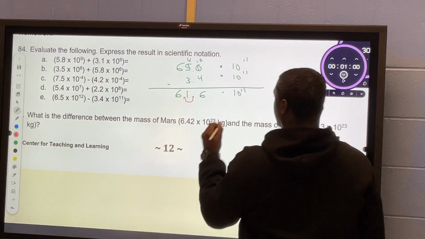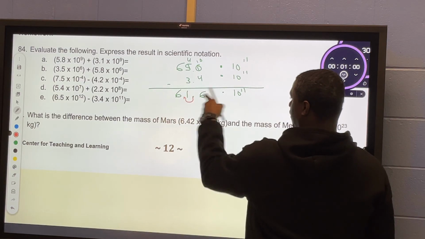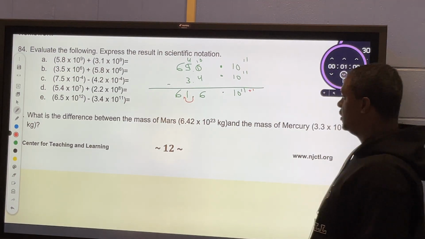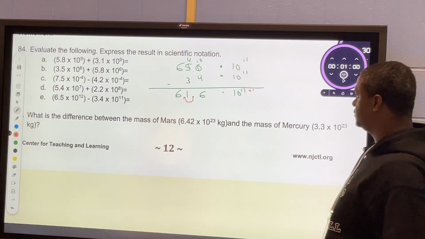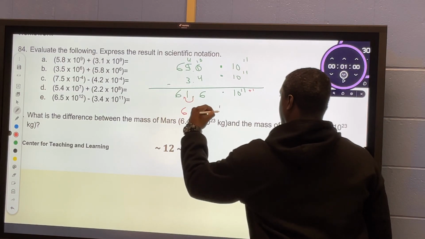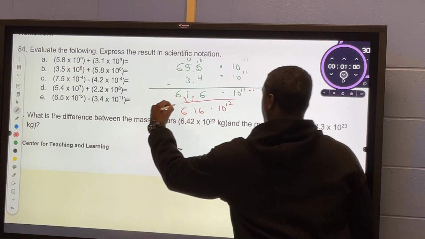So my new decimal's here. If my coefficient gets smaller, what does the exponent get? Bigger. So what is my new number? 6.16 times 10 to the 12. That's my final answer.